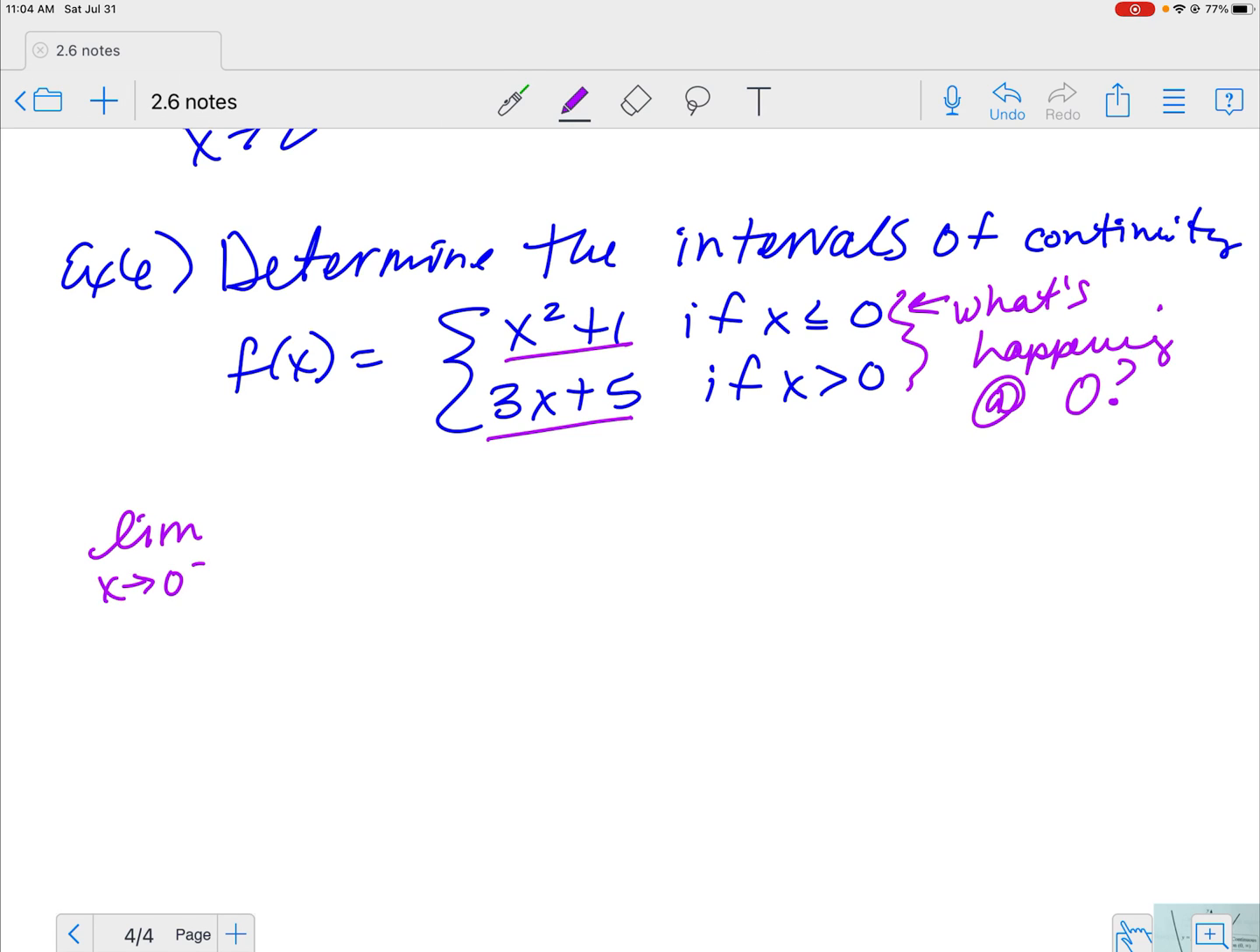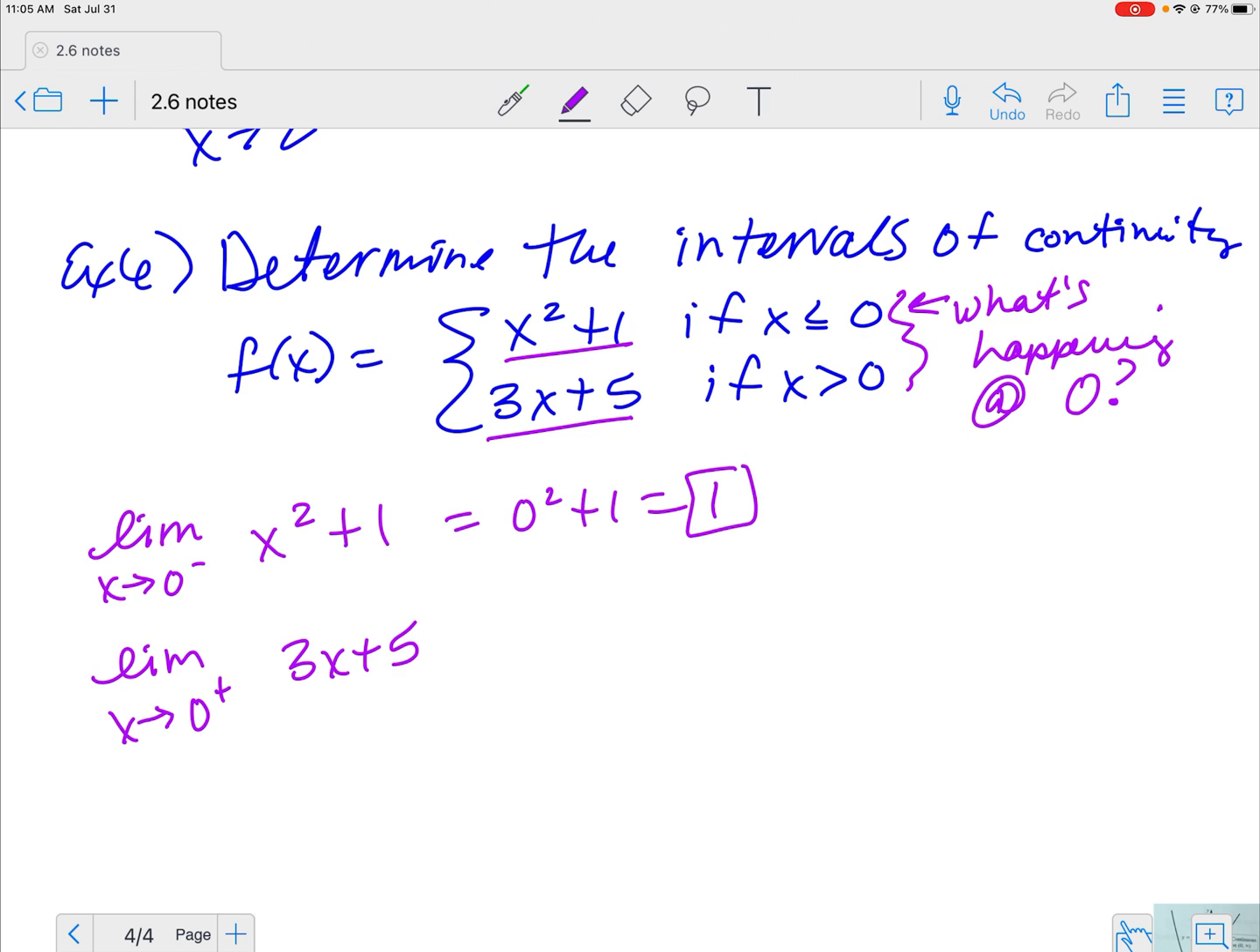The limit as x approaches 0 from the left, right? That's going to be the smaller-than value. That's where I'm going at x squared plus 1 because I'm coming in from the left. Plug it in. 0 squared plus 1 equals 1. So my limit from the left is 1. What happens when I take my limit as x approaches 0 from the right? That's from the bottom piece, and that's going to be 3 times 0 plus 5, so that will be 5. Now here's my question. Are those equal?